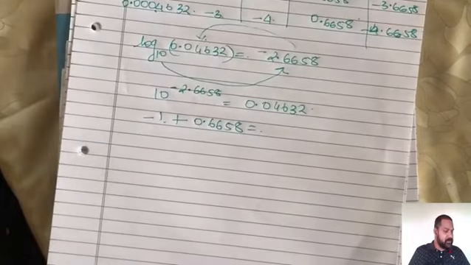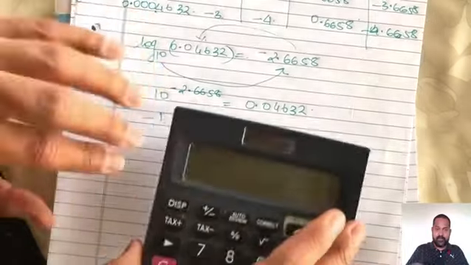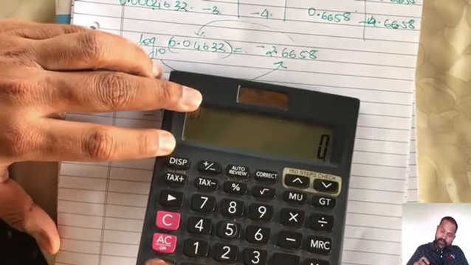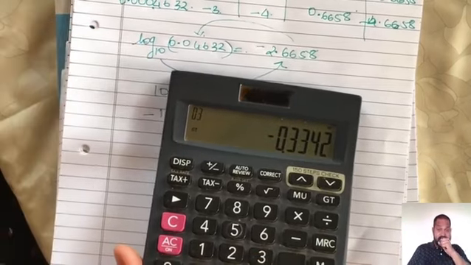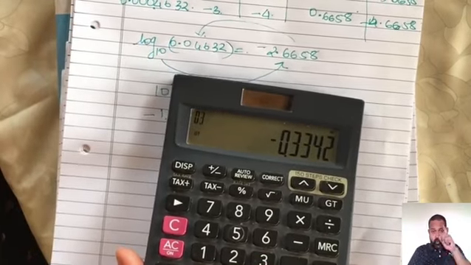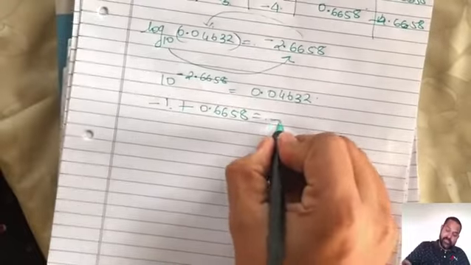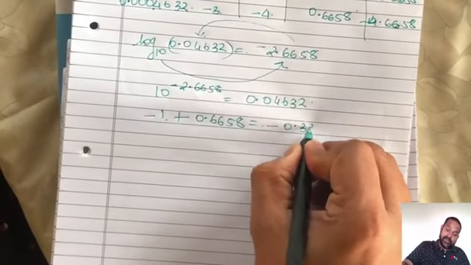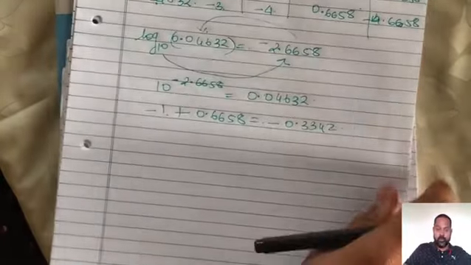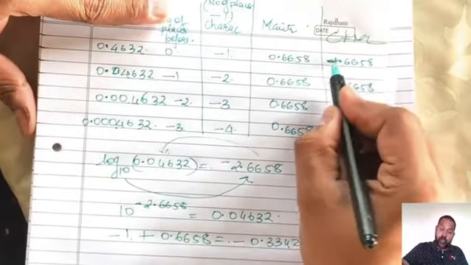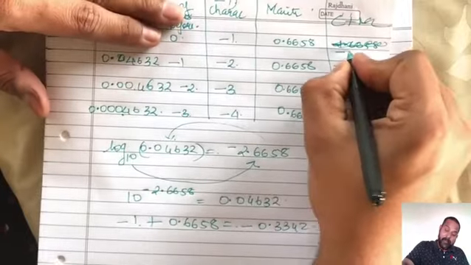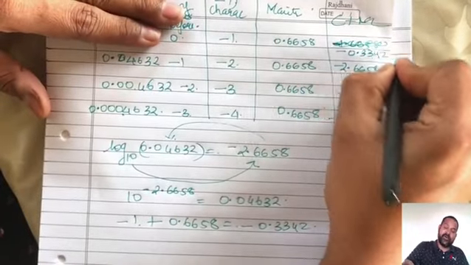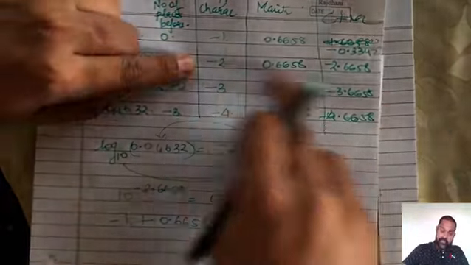You know what that becomes? What that becomes is 0.6658 - 1, which is 0.3342, but negative. So this is -0.3342. So the log here is not -1.6658. The log here is -0.3342.